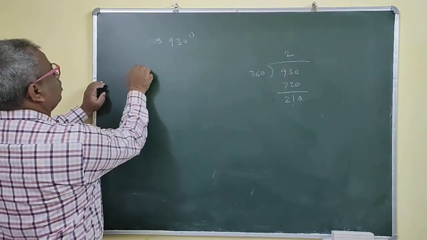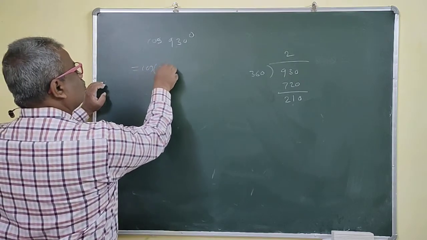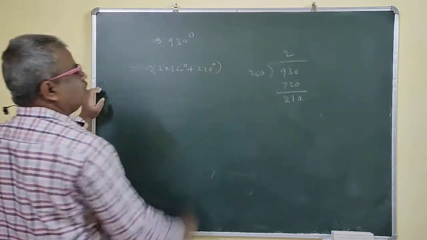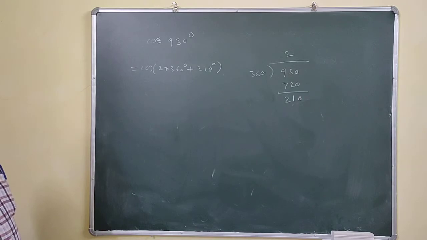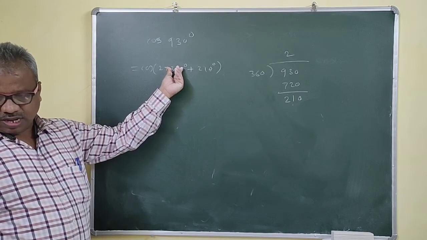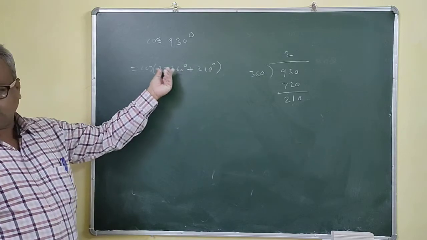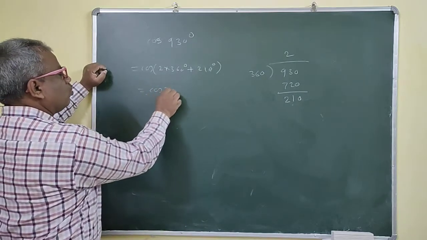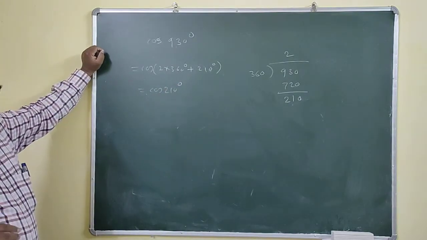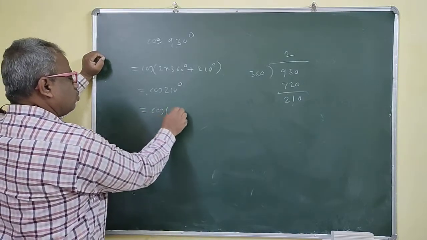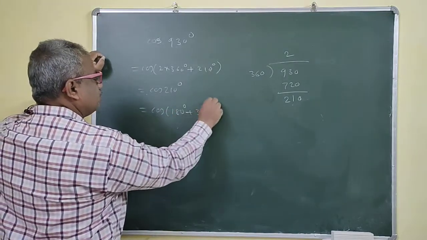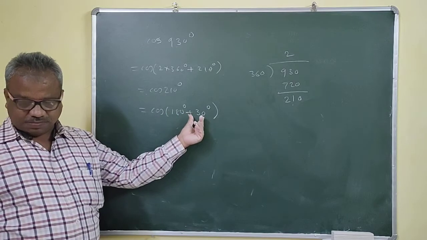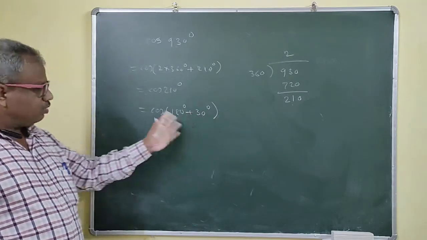So we can write this as cos of 2 × 360 degrees plus 210 degrees. But 360 is the period, so 360 × n is also a period. That means this will be cos of 210 degrees. Again we have to write this as cos of 180 plus 30 degrees, that is, π plus π/6.